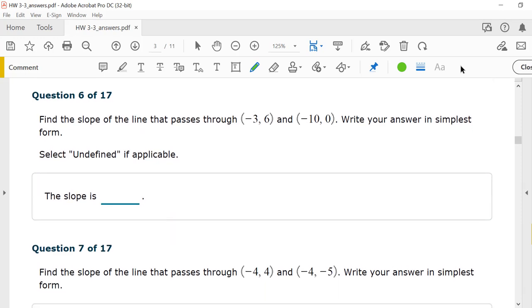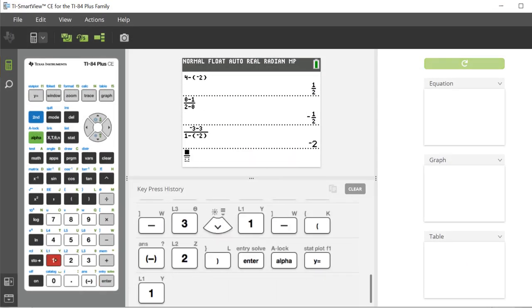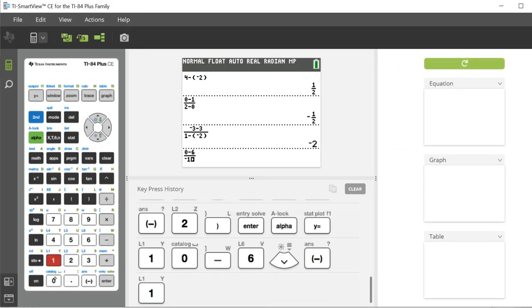Okay, number 6. Now they're just going to give you the points. So now we have to use our formula. y2 minus y1 over x2 minus x1. On my calculator, here comes the fraction. 0 minus 6 over negative 10 minus negative 3.